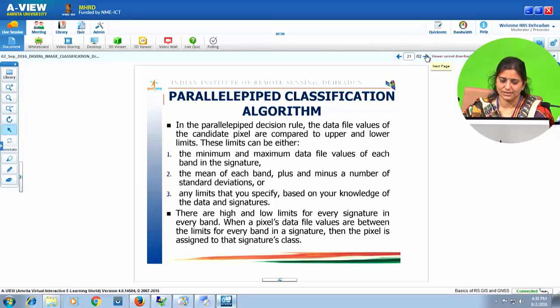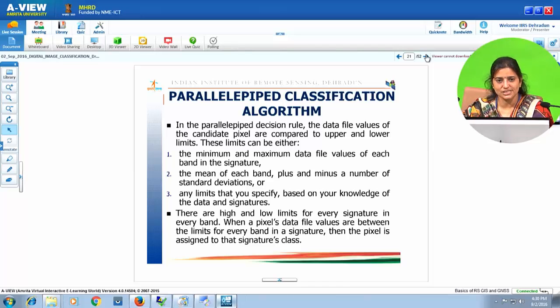Coming to the parallelepiped classification algorithm. In the parallelepiped decision rule, the data file values of a candidate pixel are compared to upper and lower limits. These limits can either be the minimum and maximum data file values of each band in the signature, or the mean of each band plus and minus a number of standard deviations, or any limit that you specify based on your knowledge of the data and the signatures.